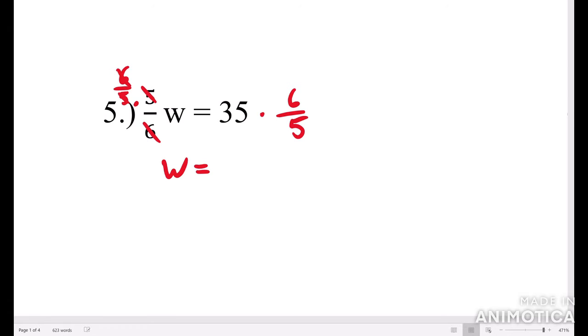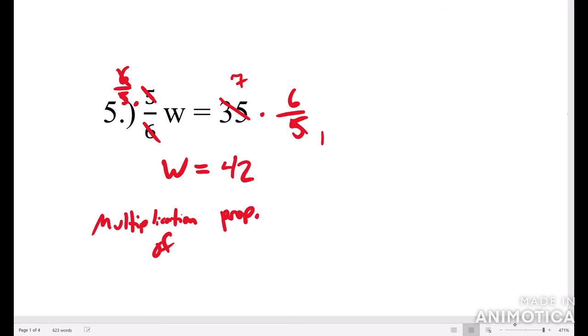Alright, and 35 times 6/5, really if I want to, I can reduce these. 35 divided by 5 is 7. 5 divided by 5 is 1. I end up with 7 times 6 over 1. 7 times 6 is 42. Otherwise you could do 210 over 5, which you divide out, and you get 42. So in this case, I multiplied on both sides, so that's the multiplication property of equality. But if you divided by the fraction, you'd be using the division property of equality.